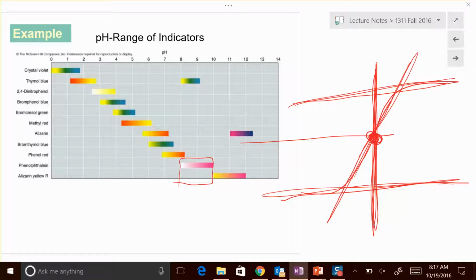So I can do that. I can graph it, and I can find my equivalence point. And you'll notice for different solutions, you're going to have an equivalence point at different pHs. Okay, some of them are going to be acidic, and some of them are going to be basic.